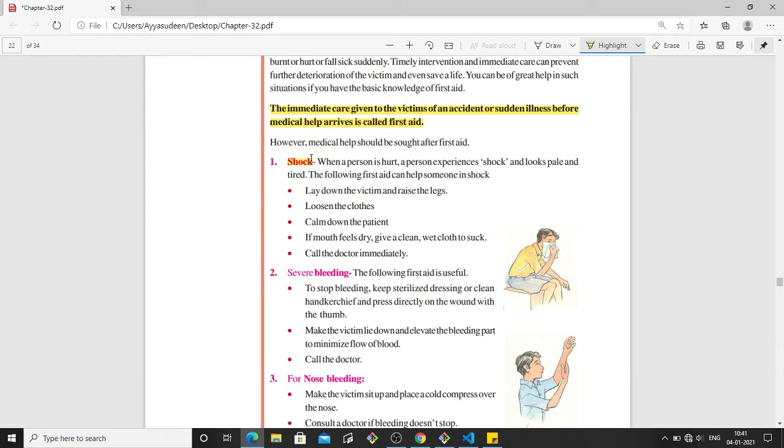For shock: when a person is hurt, hit, a person experiences shock and they look pale and tired. So these actions have to be done as a first aid. Okay, loosen the clothes, calm down the patient because they are in shock, their mouth feels tight, then give a clean and wet cloth to suck.